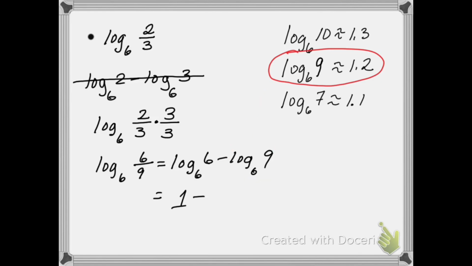Again, I want to do approximations here. So let me go back and change this. This is actually equal, but now I'm going to switch to an approximation because I'm going to use the approximate value for log base 6 of 9. So this is approximately, the 1 is exact, but now the minus 1.2, that's approximate. And 1 minus 1.2 is approximately negative 0.2.